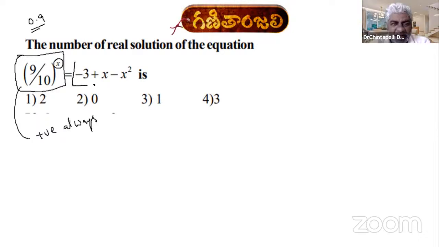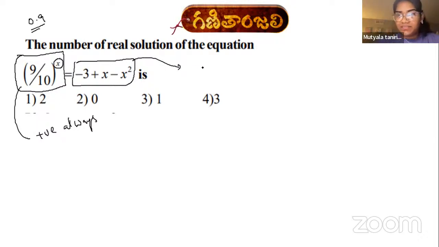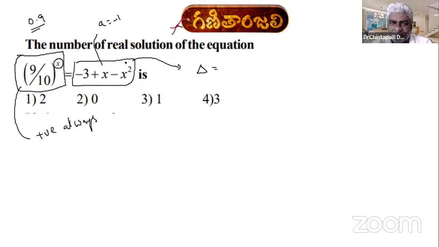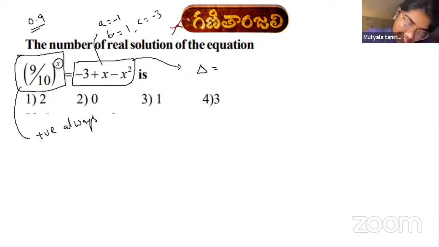Let us think about the right hand side. Minus 3 plus x minus x square. Discriminant is what I have to find. Let's find its discriminant. What is a here? A is negative 1, b is positive 1, c is negative 3. A is the x square coefficient, b is the x coefficient, c is the constant.